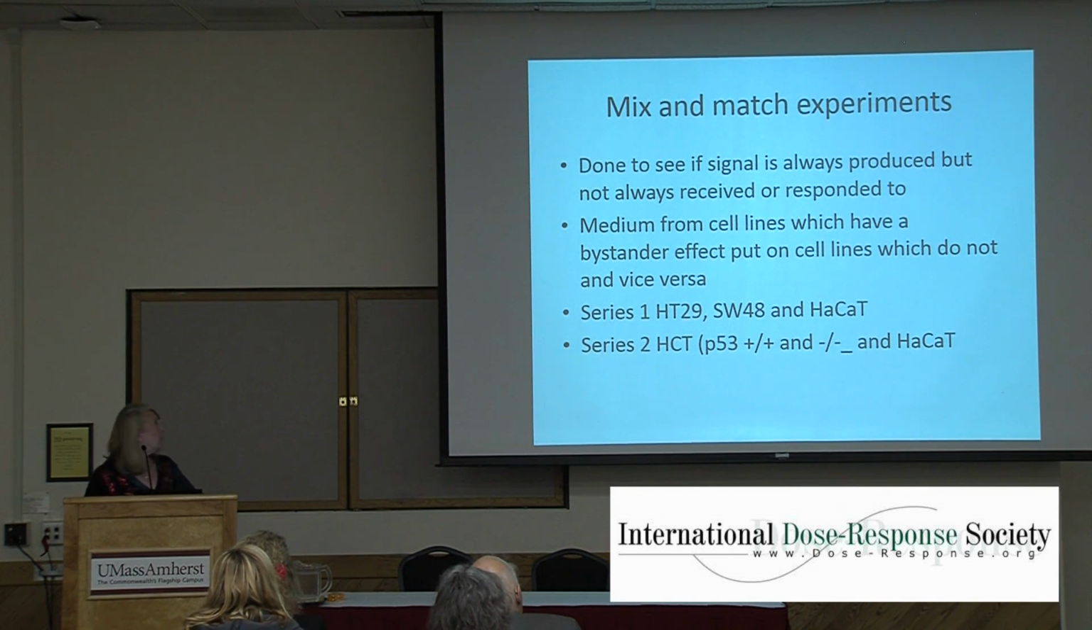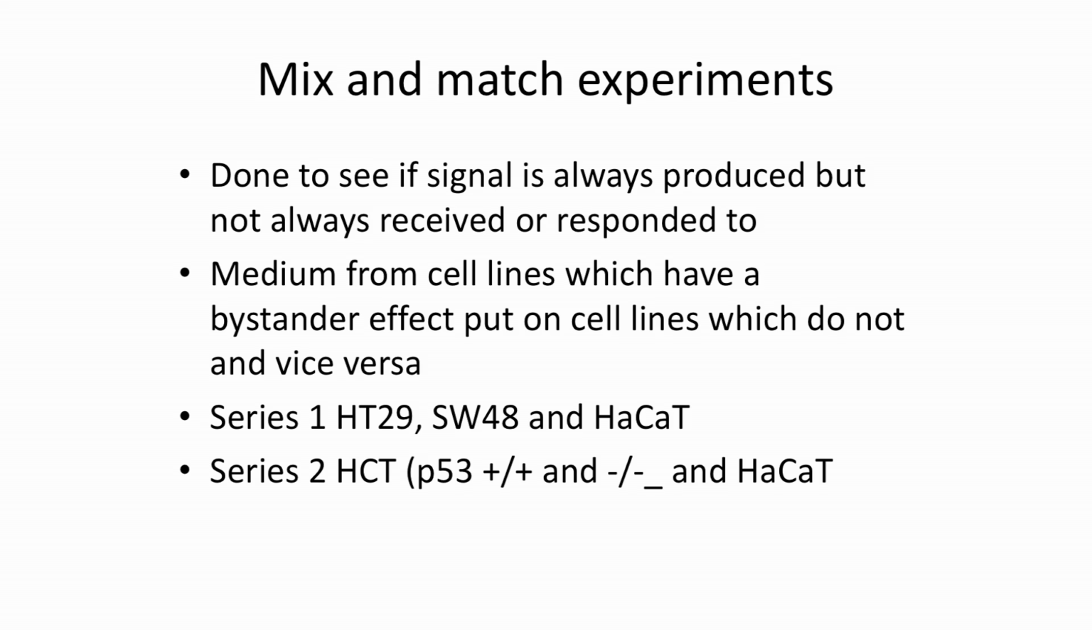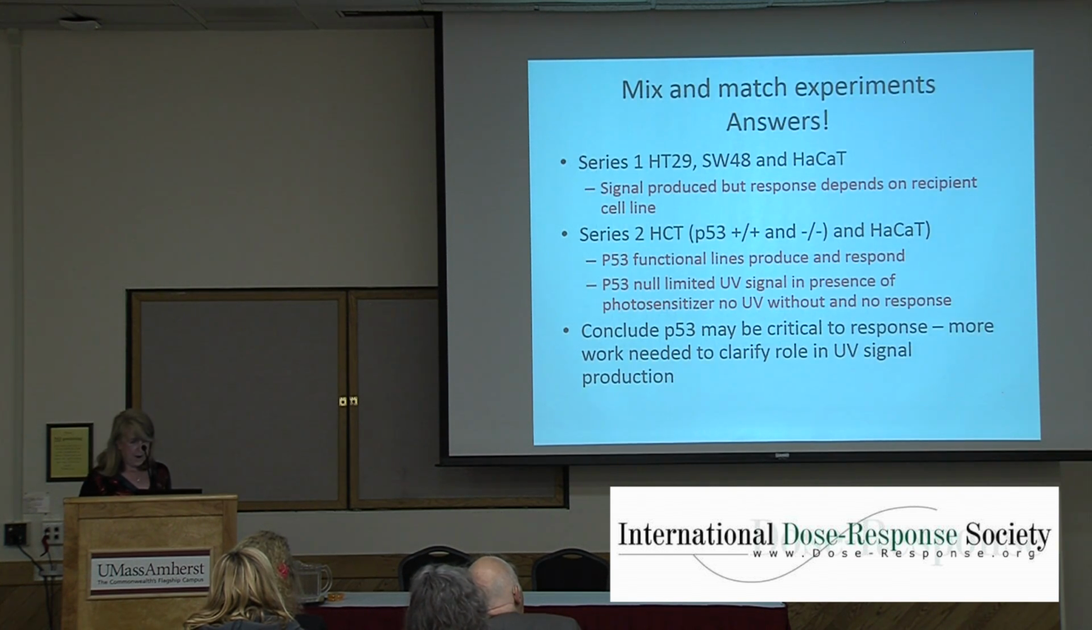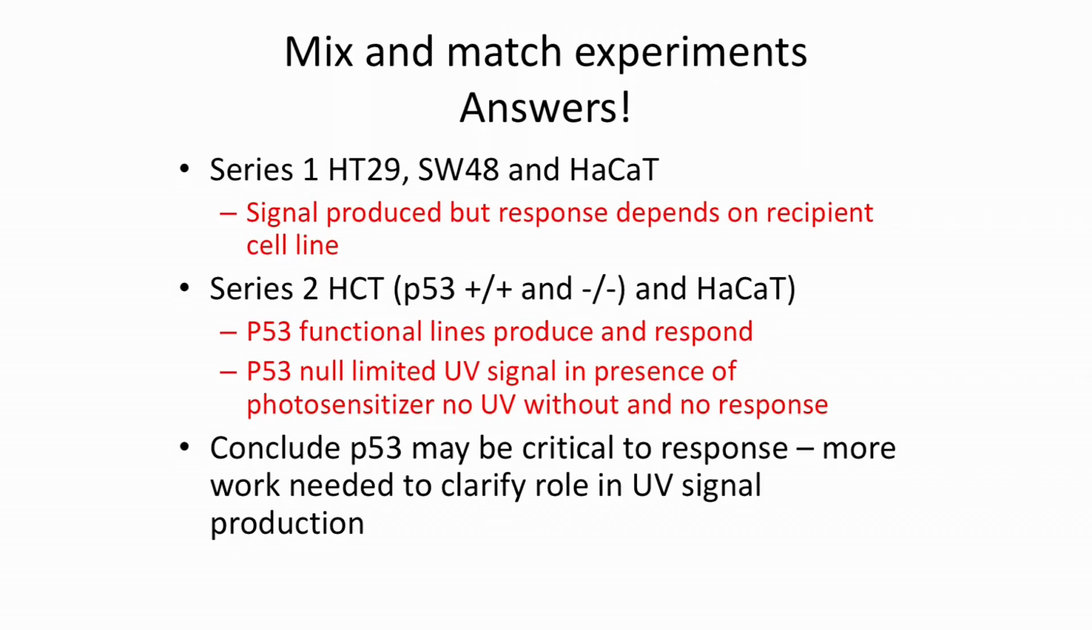So then she went on to do what we call mix and match experiments. We were trying to pin down what was important for the expression of this UV-mediated bystander effect. So she looked at cells that did or didn't have bystander effects, and she mixed them up so that she put medium from cells that did onto cells that didn't, and vice versa. And the answer she got was that the signal is pretty much always produced. Every cell line that we've tested so far can produce the UV photons.